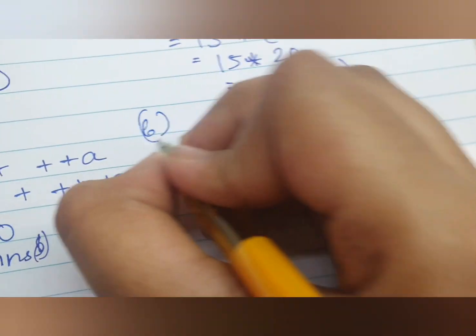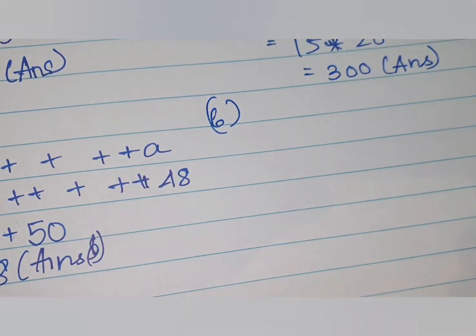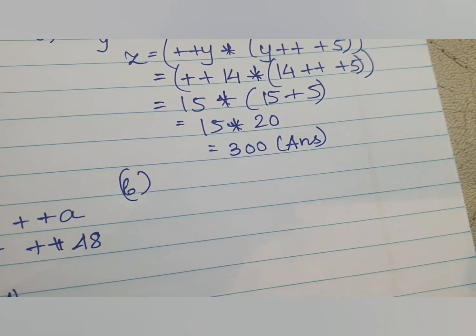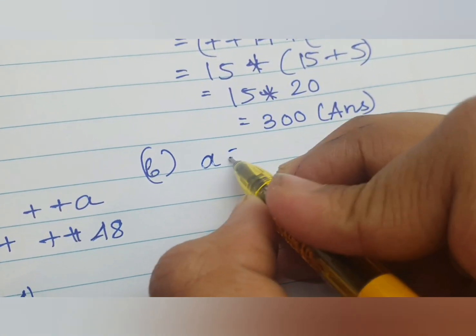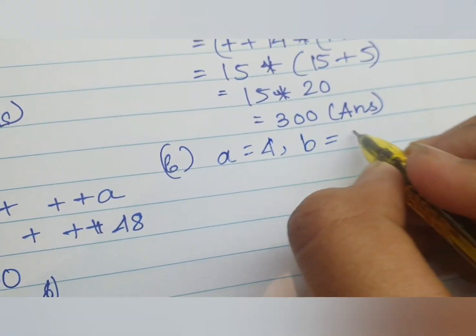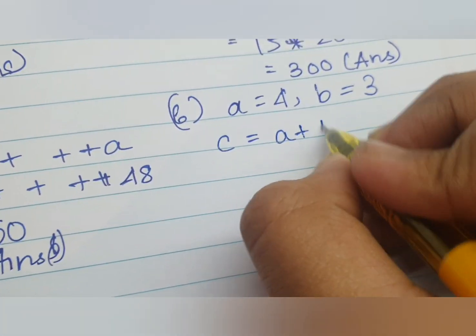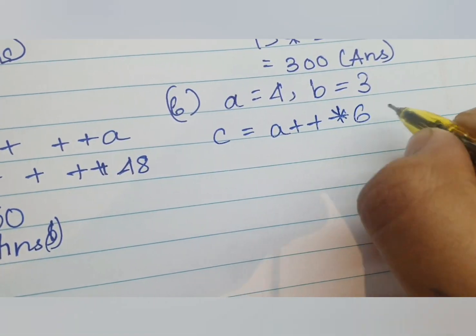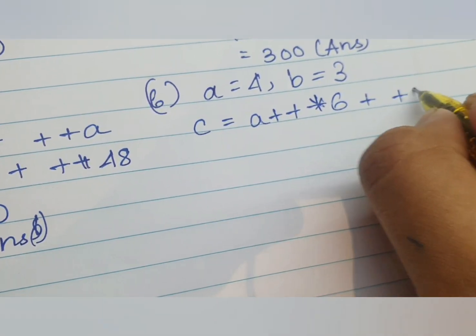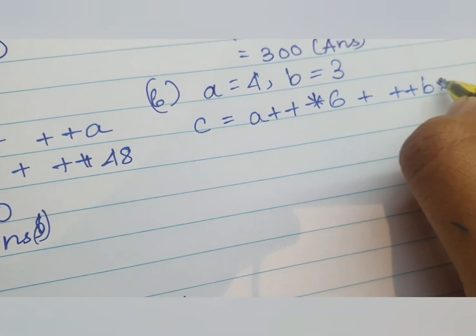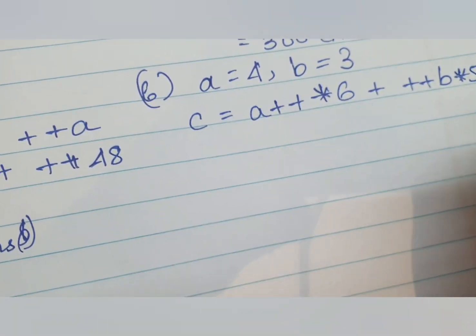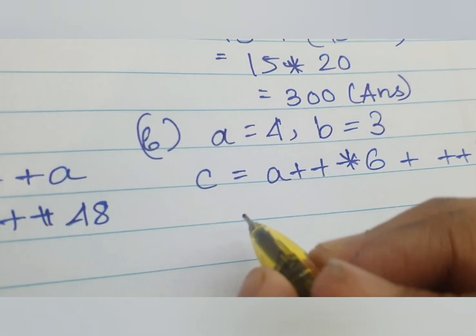Now let's do number 6. The question in number 6 is A equals 4, B equals 3. Okay, so we have the values. Now we have to find C, which is A++ * 6 + ++B * 5 + 10. Looks big, but I think it's really easy.